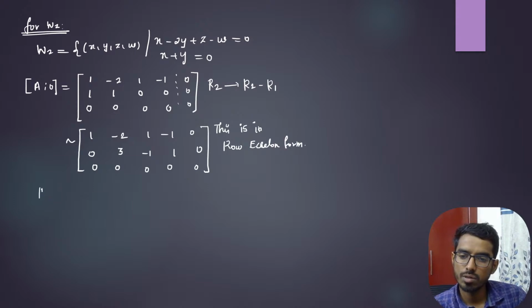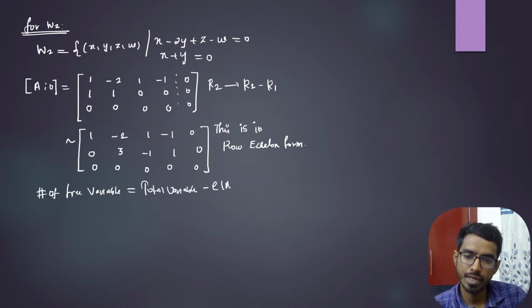So what about the number of free variables? This will give the dimension of W2. It is total variables minus the rank of A. The total number of variables is 4 and the rank is 2, so we have two free variables.